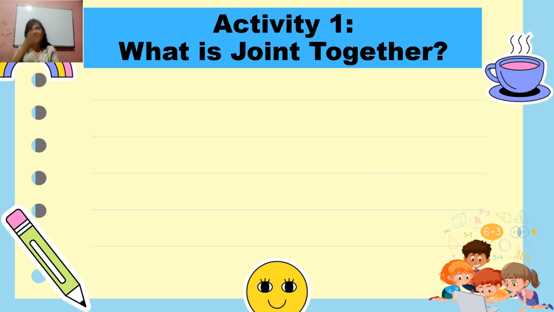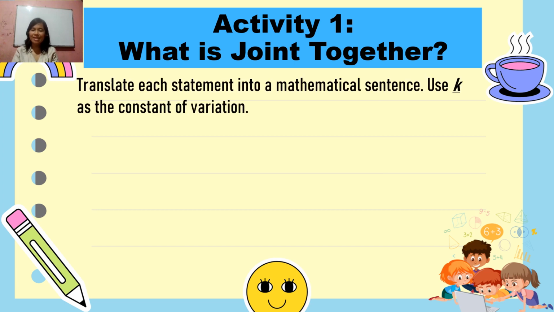Now this is actually the first step of solving any joint variation problem. The first step is to translate. You know how to do this already because you've been with the direct and the inverse variation. So this is translating verbal sentences to mathematical sentences using the joint variation that we have earlier, which is A equals KBC, where K is the constant of variation. This is your guide in order to find the mathematical sentence for each of the following statements.